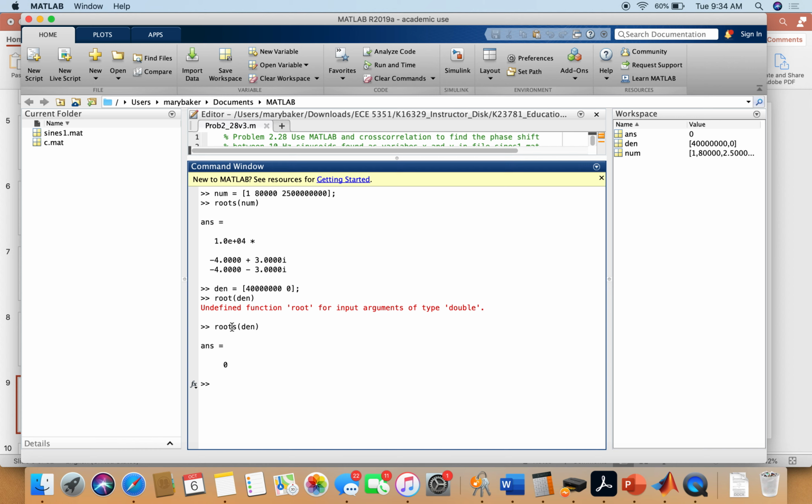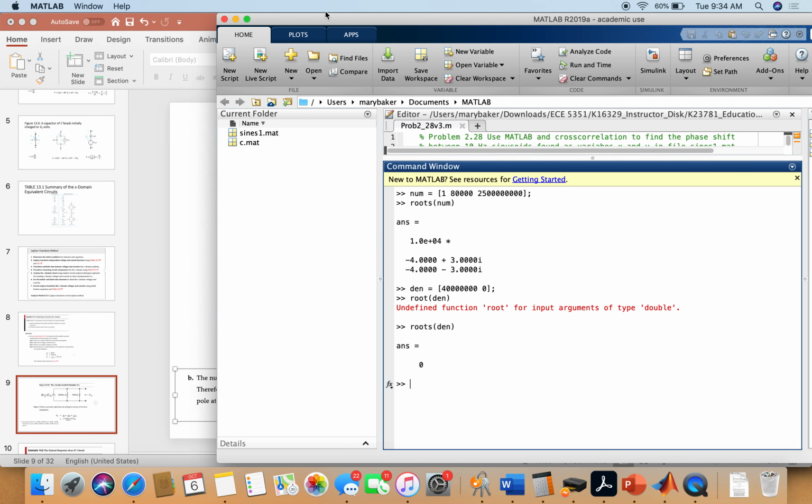So I highly recommend in problems like this using MATLAB to help in whatever way you can use it to help, because it's very good at doing these kinds of calculations.